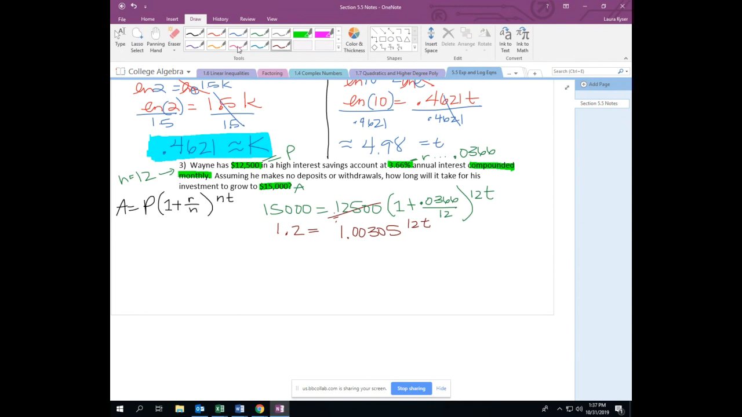Now, this time, we're not dealing with E. We're dealing with just numbers. So when we're dealing with just numbers, we're going to use log. Log both sides. I'm not actually going to log anything yet. This is log 1.2 equals. Let's drop this power to the front, which is the whole goal of using the log. Log 1.00305.